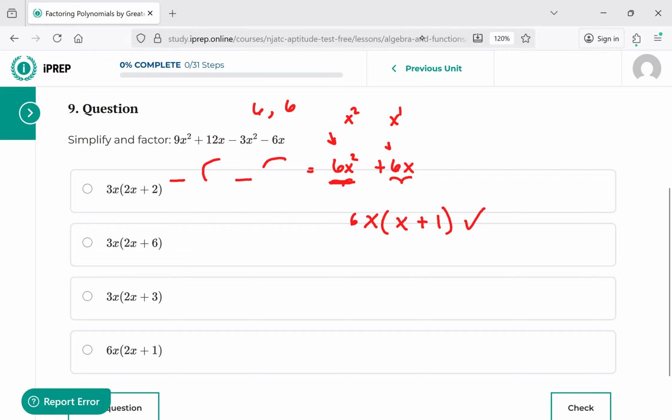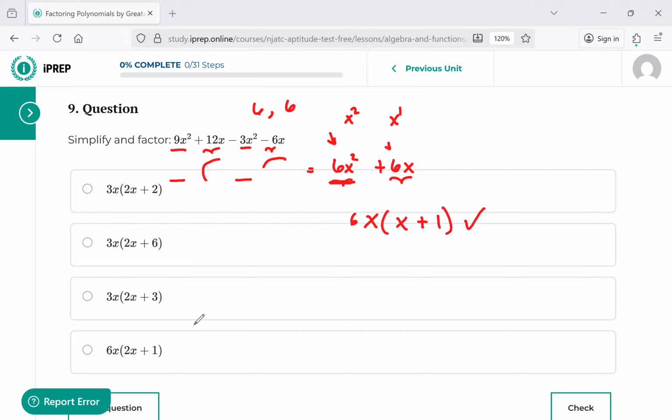Okay, hold on. Yeah, I did this right. 9x squared and a negative 3x squared is a 6x squared, and a 12x and a negative 6x is 6x. And then I took out a 6x. Okay, so this one, I can't believe they picked this one. I don't see my answer.